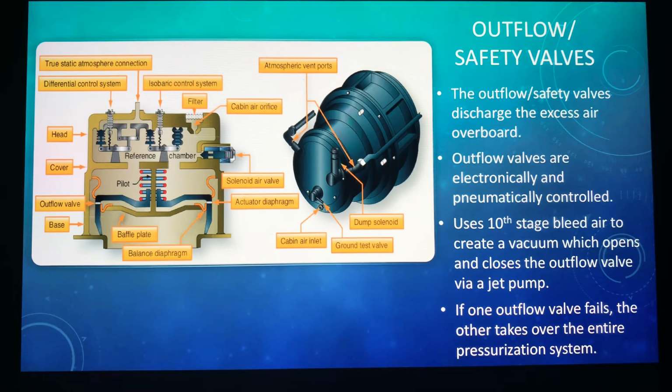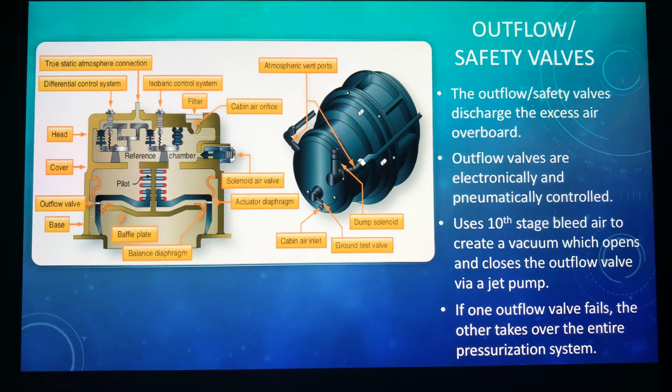We'll begin discussing the outflow and safety valves, our next component of the pressurization system. These outflow safety valves discharge the excess air overboard. The outflow valves are electronically and pneumatically controlled. Pneumatically, the 10th stage bleed air creates a vacuum that opens and closes the outflow valve via a jet pump, which regulates the amount of pressure in the cabin. If one outflow valve fails, the other takes over the entire pressurization system.